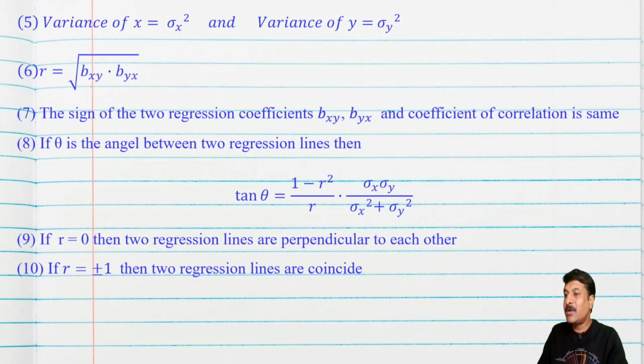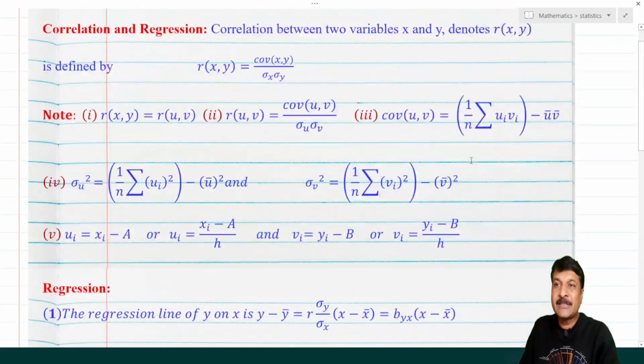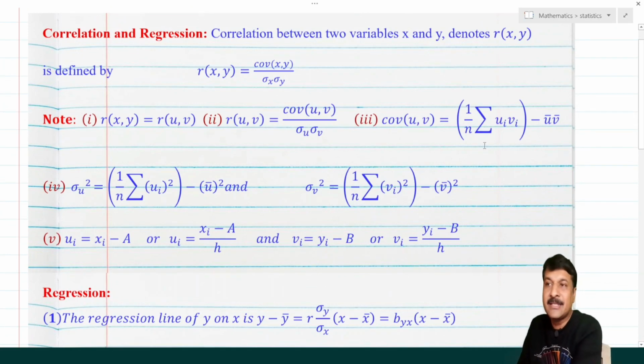Also remember, if r equal to 0, then the two regression lines are perpendicular to each other. If r equal to 0, tan theta equal to infinity, and theta equal to tan inverse infinity, which is pi by 2. So the angle between the two regression lines is 90 degrees, meaning they are perpendicular. If r equal to plus minus 1, then the two regression lines coincide. Also remember the value of r is between plus and minus 1. I will explain all things one by one.